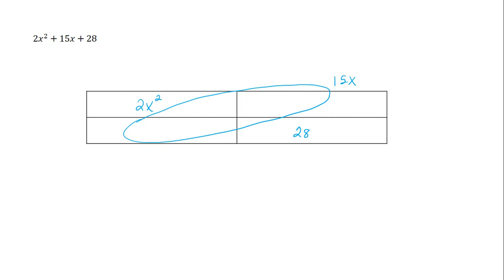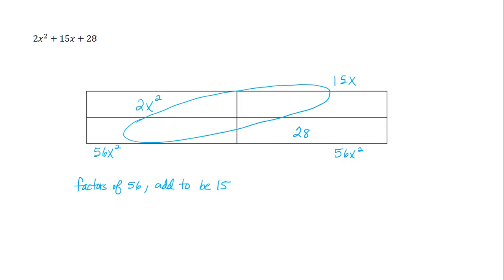2x squared times 28 is 56x squared. So I know that whatever I put in this diagonal, they have to multiply to be 56x squared, but add up to be 15x. So don't think about the variables for just a moment. Let's think about the numbers. So that means we need to find numbers that are factors of 56, so they multiply to be 56 and add to be 15.